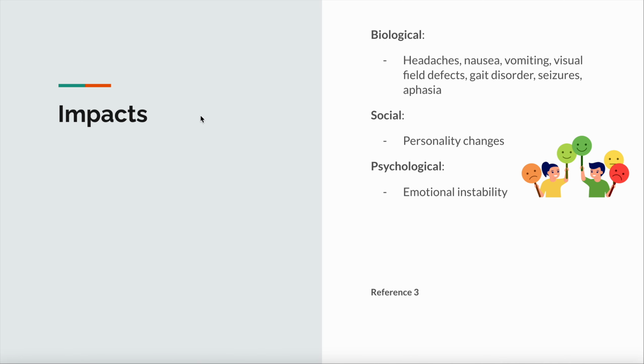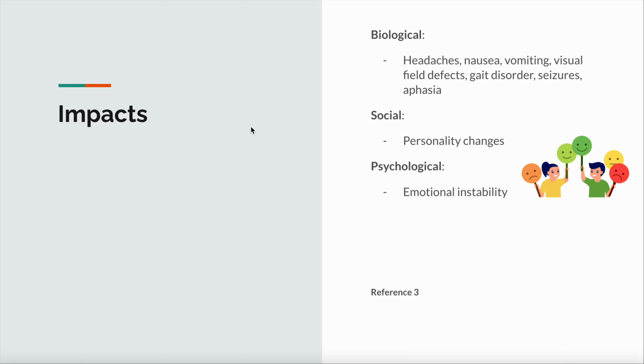All right, on this slide, we will be discussing the biological, social, and psychological impacts of this tumor. So if you have an astrocytoma, the biological impacts it can have are headaches, nausea, vomiting, visual field defects, gait disorder, seizures, and/or aphasia. You can also experience personality changes, which could have a social influence, making it harder to engage or talk with others, depending on the change that you experience.